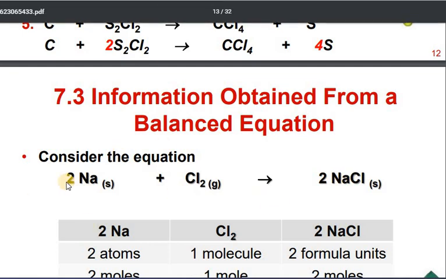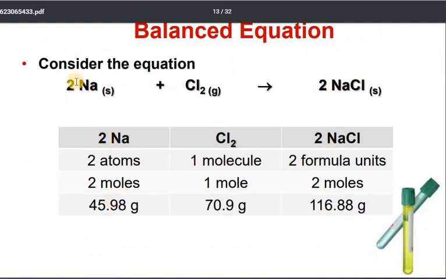In this way, we can also calculate mass and moles. Whatever the coefficient is, that is the moles: 2 moles, 1 mole and 2 moles. We should not take the subscript, since the subscript is attached to the molecule. Mass and all that you will study more in the next coming chapter and in the 10th class also.